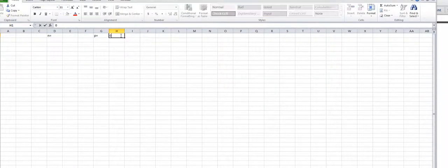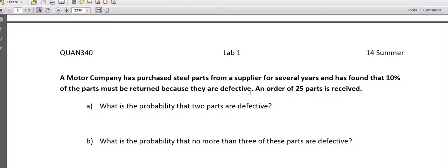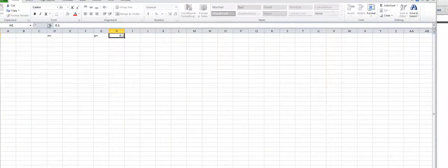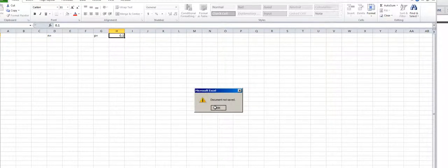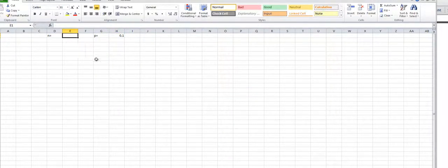So 0.1, that is the probability of success. How about the sample size? Look at this sentence: an order of 25 parts is received. So that is our sample size, 25.